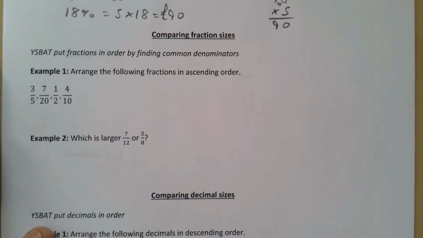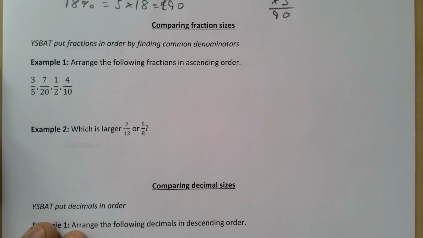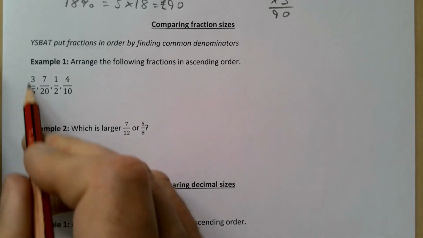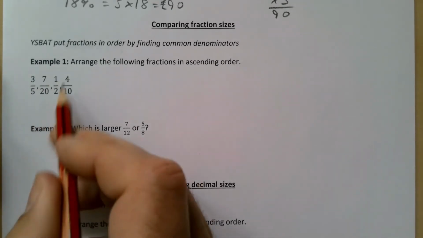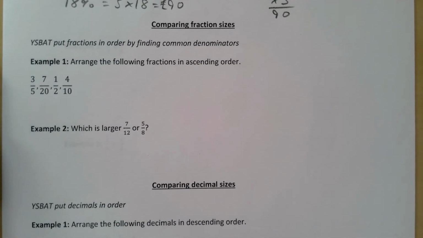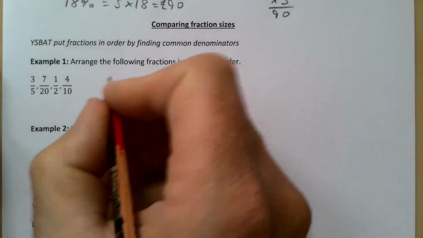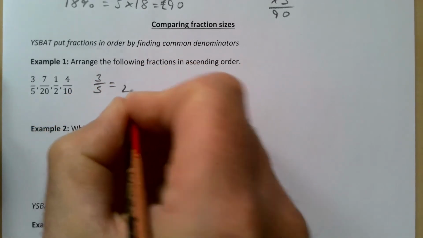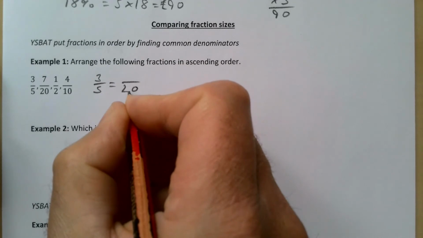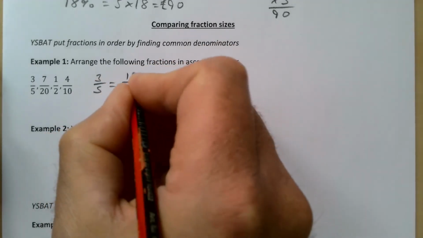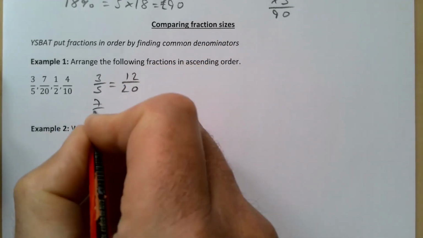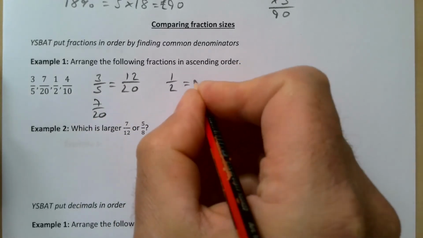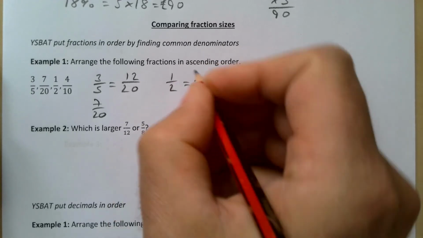Comparing fraction sizes, you should be able to put fractions in order by finding common denominators. Arrange the following fractions in ascending order. So this is 3/5, 7/20, 1/2, and 4/10. We want to find the common denominator, so let's rewrite these in terms of common denominators. So 3/5 we want to change into 20ths. I'm timesing this by 4, so that's 12/20. 7/20, that's already fine. 1/2 I want to change into 20ths. Times by 10, so that times by 10.